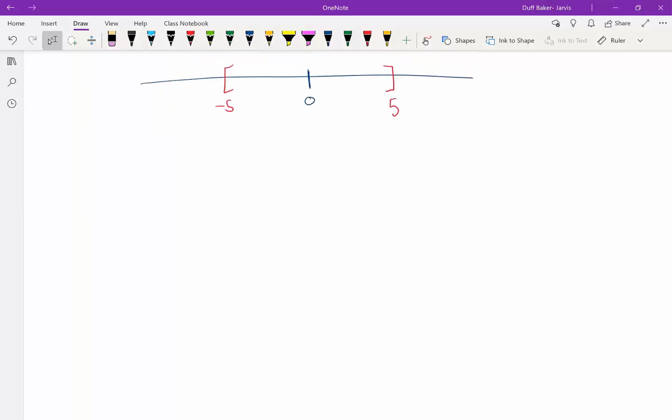Okay, so how might we use this? If I was to look at an example, this is something we could do.